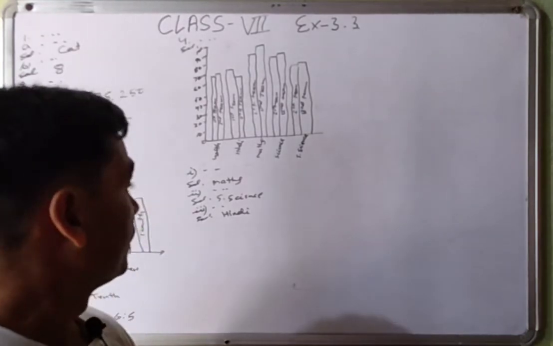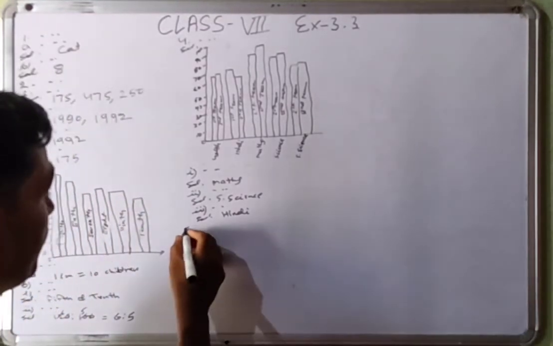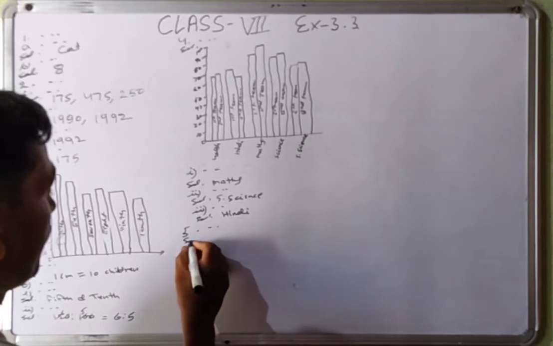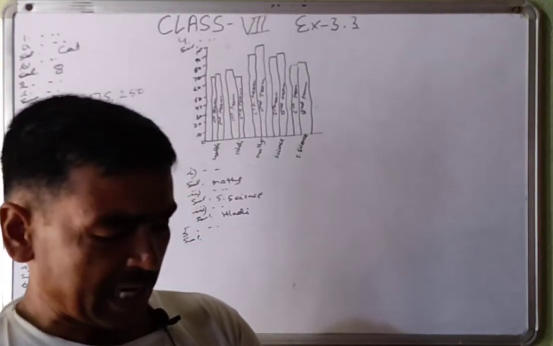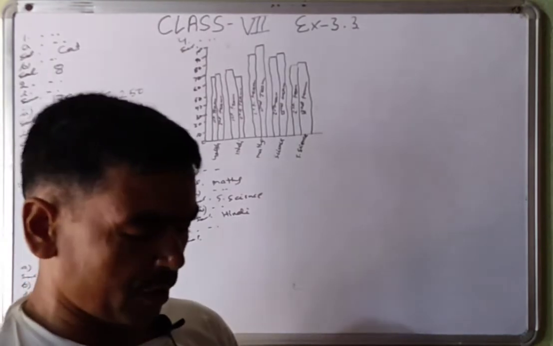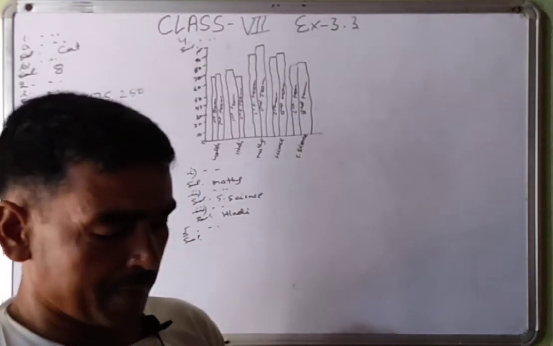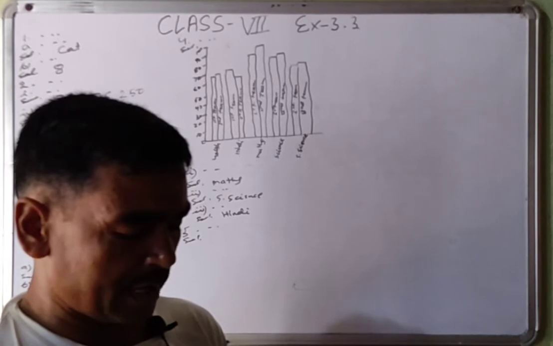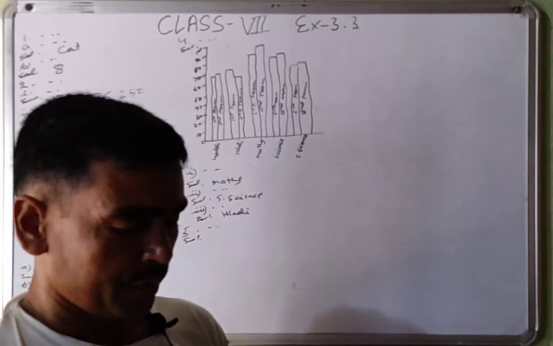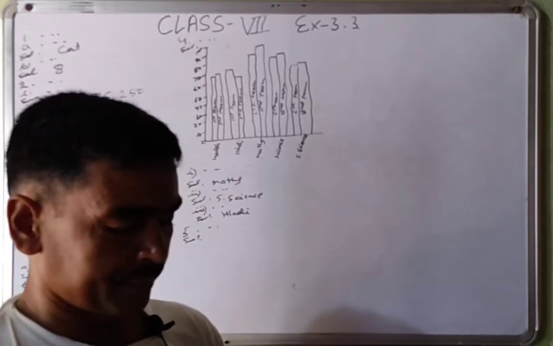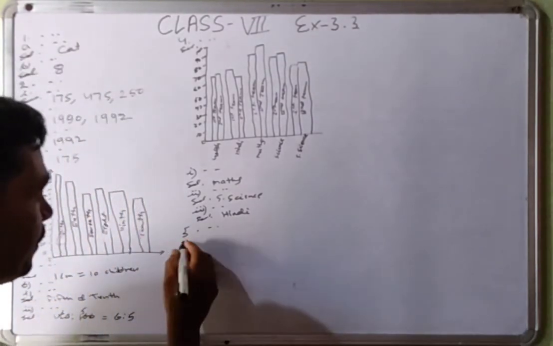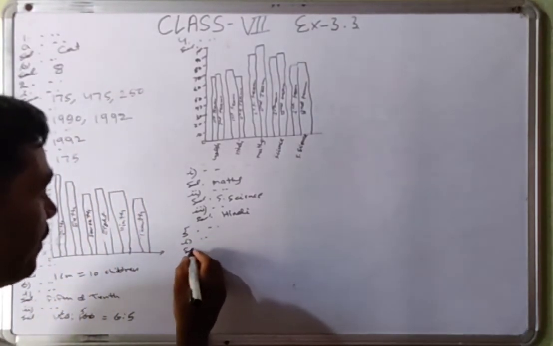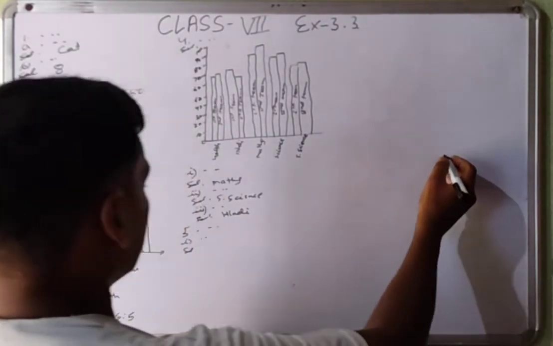Now question number 5 solution. Consider this data collected from the survey of a colony. Draw a double bar graph choosing an appropriate scale. What do you infer from the bar graph? So that is the first part, of that one is the graph. I am drawing that graph here.